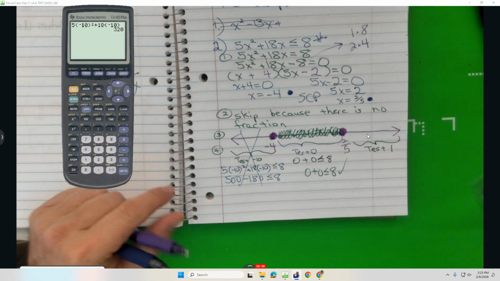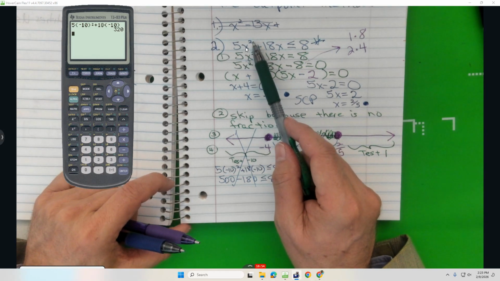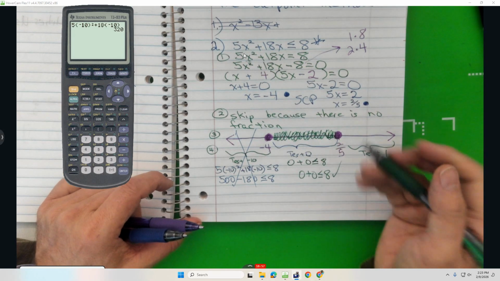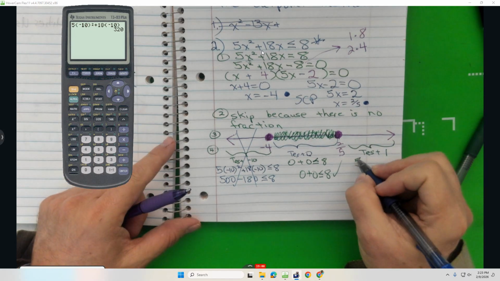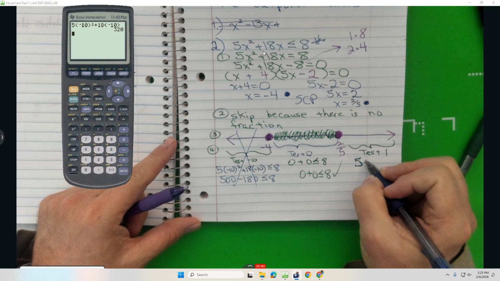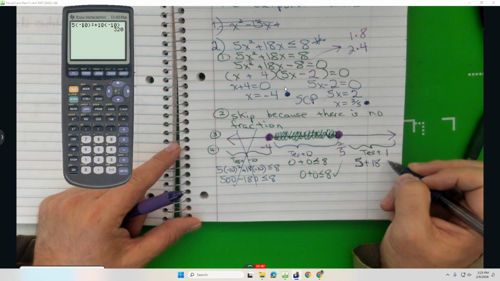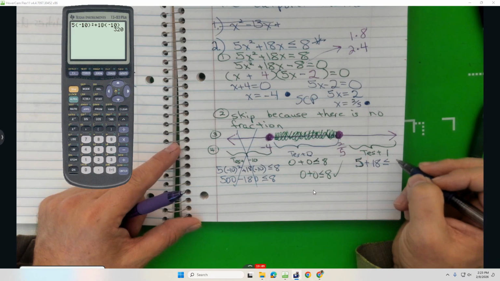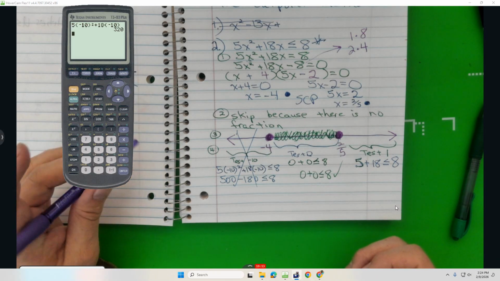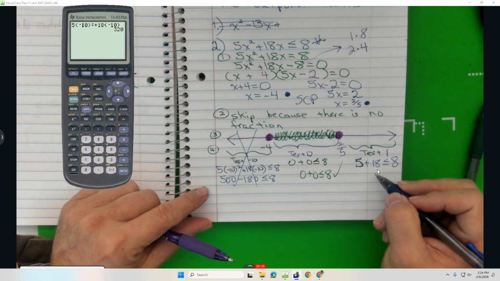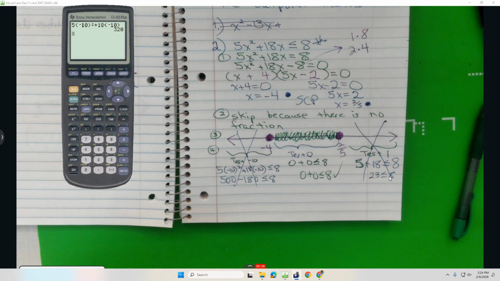Let's verify that. Plugging in a 1. 1 squared is 1 times 5 is 5 plus 18 times 1 is 18. 5 plus 18 is less than 8. True or false? False. That says 23 is less than 8. That's false. Cross it out.